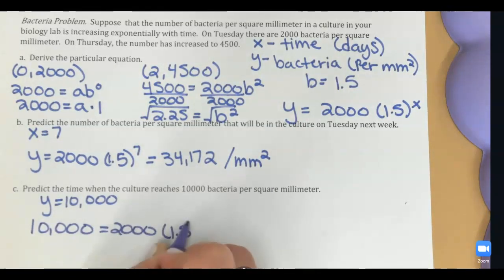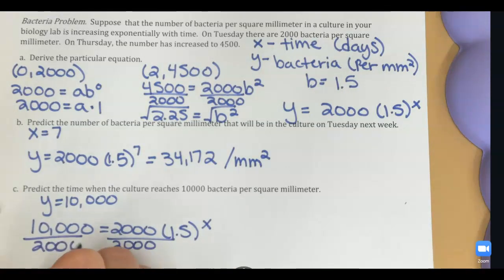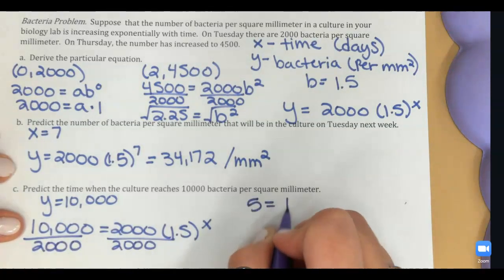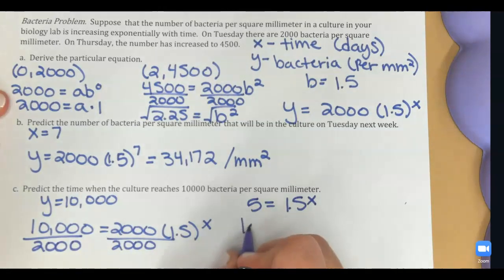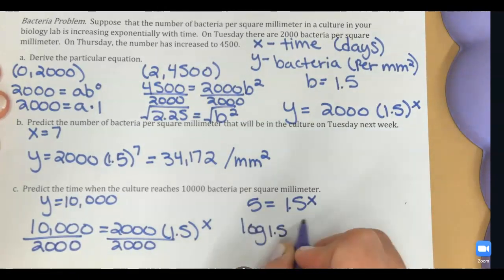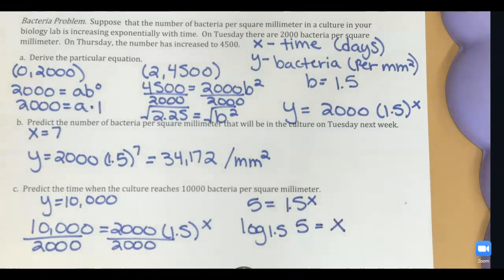And I'm now going to be solving an exponential equation, which means I need my exponential by itself. So I'm going to divide the 2,000 on both sides. So this becomes 5 equals 1.5 to the x. Now I can rewrite it as a log. Log base 1.5 of 5 is equal to x.